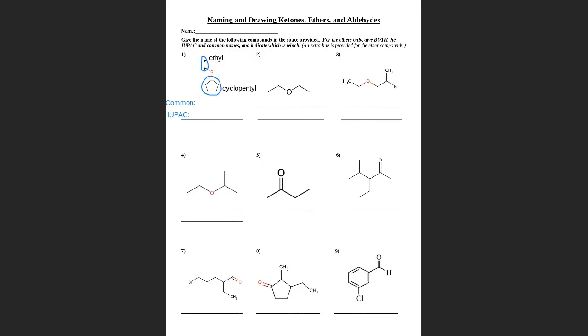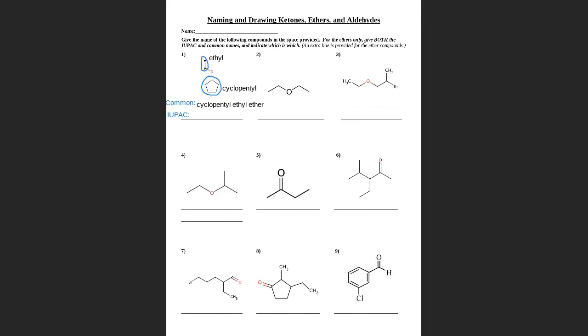So in this case, for the common naming, what I would do is I would call this cyclopentyl ethyl ether. Cyclopentyl ethyl ether. And I notice I put a space in between each word. For ethers, with the common naming system, I would do spaces.